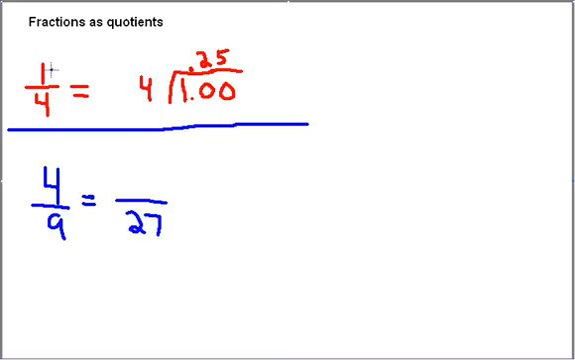1/4 is the same thing as 1 divided by 4. So what I've done here is I've rewritten 1/4 as a division problem, 1 divided by 4. I went ahead and stuck in my decimal point and added a couple extra zeros so that we could carry out this division. If we went 1 divided by 4, we would find out that our answer is 0.25. So once again, fractions are also ways of dealing with division problems. And once again, top divided by bottom.